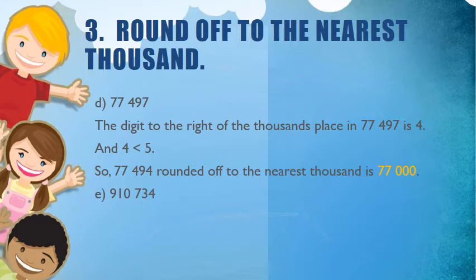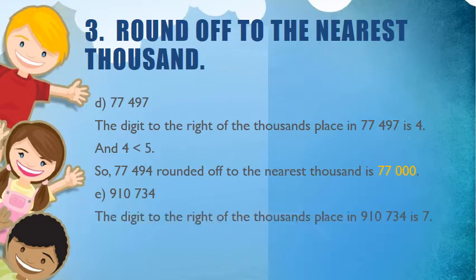Now let's do the E part of question number 3. Here we have the number 9,10,734 and again we have to round off this number to the nearest 1000. So children, the digit to the right of the thousands place in 9,10,734 is 7. And 7 is greater than 5. So children, what will we do?